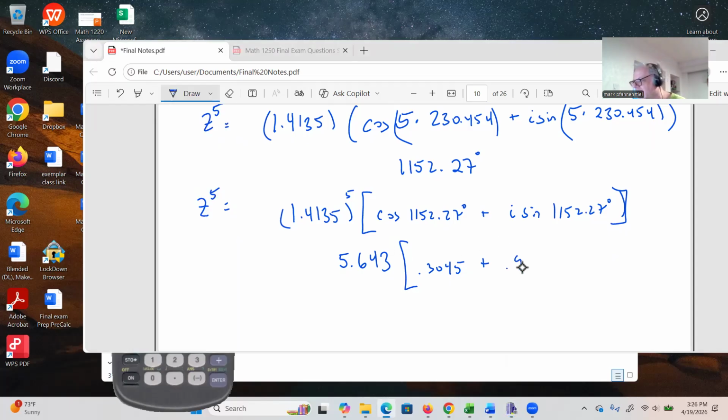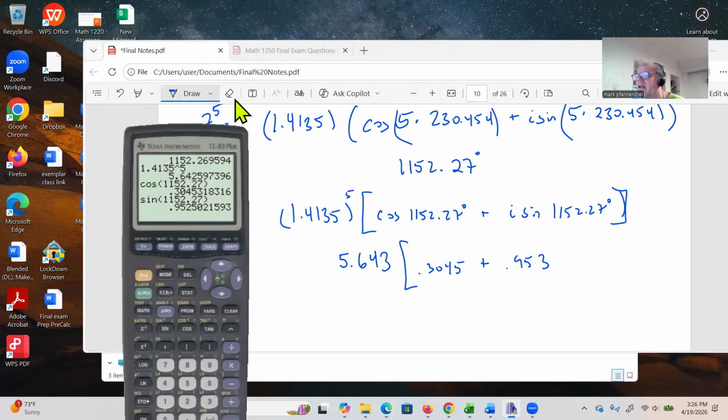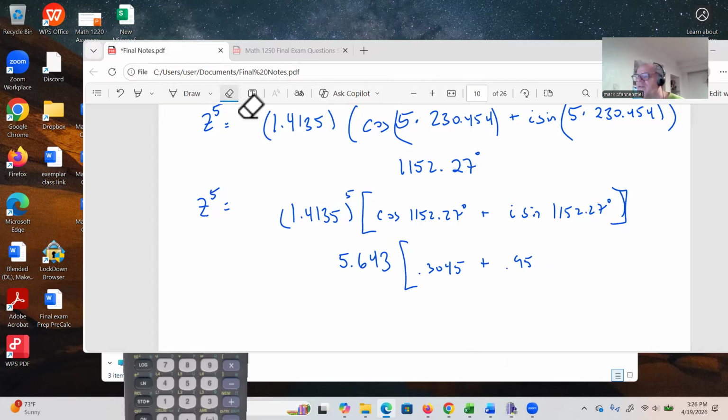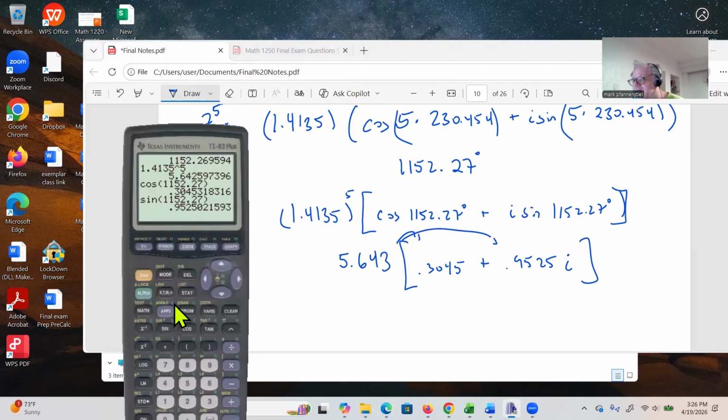We got 4 decimal places. We'll say 0.9525. Go ahead and do it that way. Okay, 0.9525 i. Okay. The last thing we have to do is just distribute this to the next little piece here so we can put it in the proper form. And that's pretty much how we're going to do this.